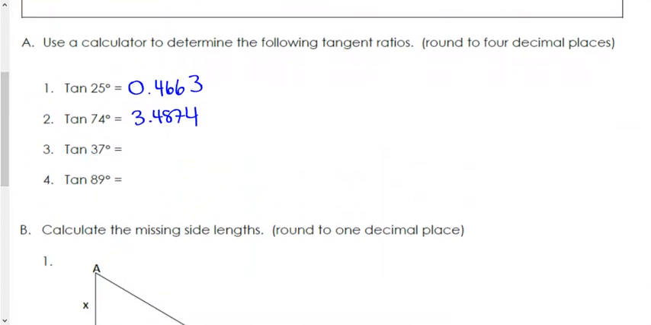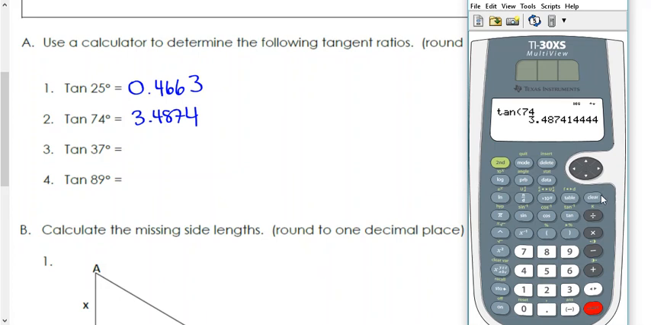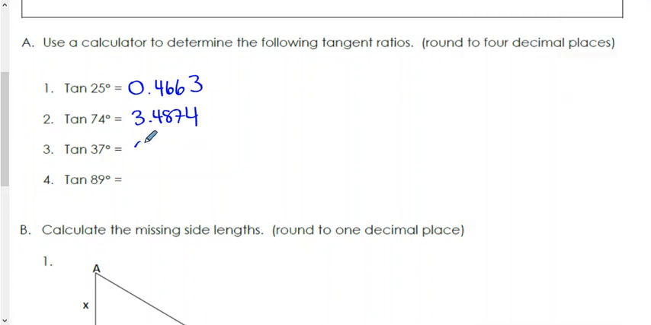So tan of 37 is 0.753, then we have to round this 5 up to a 6, so 0.7536.